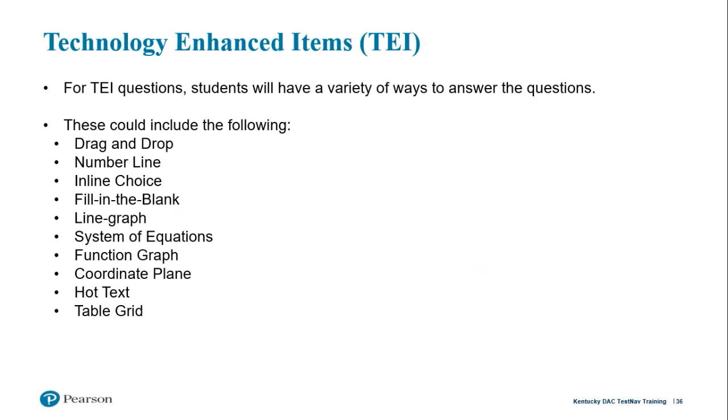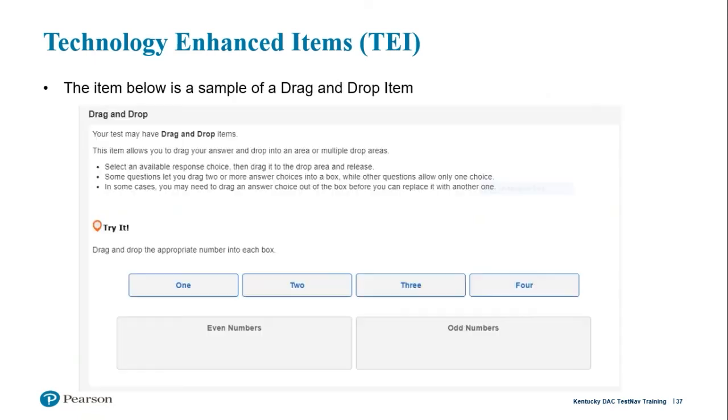Technology enhanced items, or TEI items as we call them. There's a variety of different ways to answer the questions. The list could include all of the following here: drag and drop, number line, line graph, hot text, table grid. There's a whole bunch of them listed there. Here is a sample of a drag and drop. Again, in the tutorial, students will see this. They can use the try it button and actually drag and drop the numbers as appropriate.